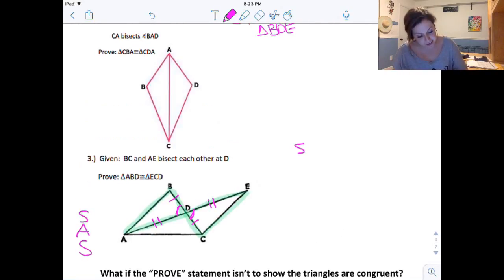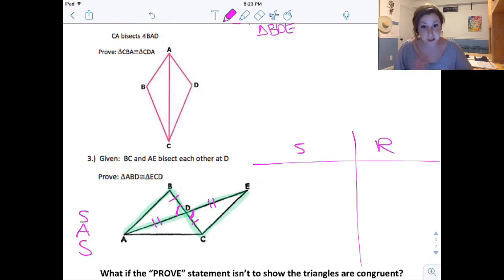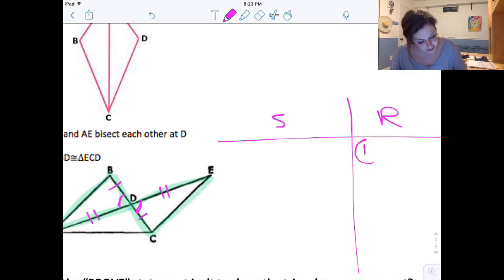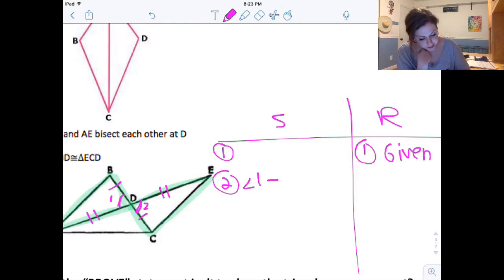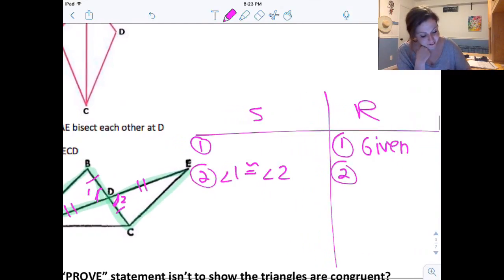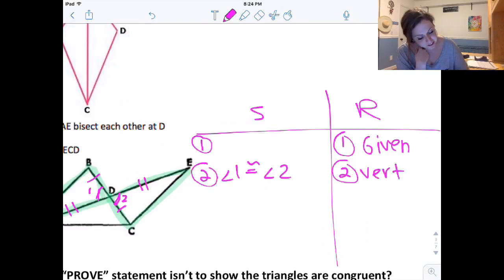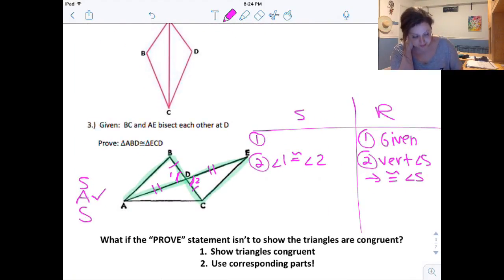So statement and reason, again. I know this is a lot to squeeze in. I'll do some zooming in and out. So number 1, again, given. The first thing, again, we saw were right angles. So I'm going to call that 1 and 2. So angle 1 is congruent to angle 2. And I just said right angles, and I meant vertical angles. So the reason there is vertical angles are congruent angles, right? And in my plan, that's the angle pair. So check that off. That's good.